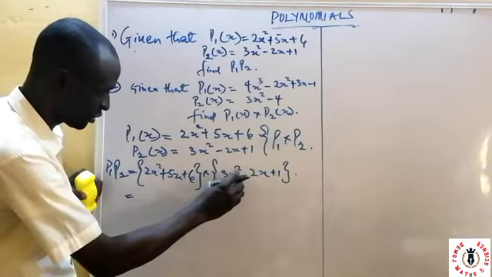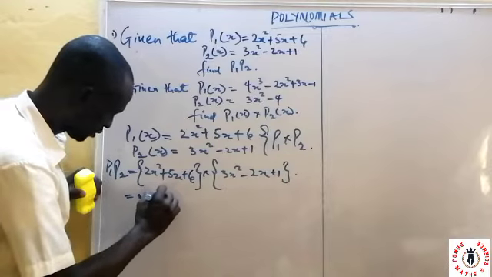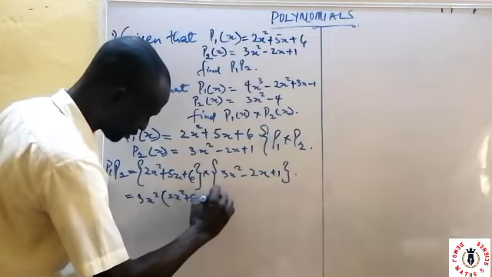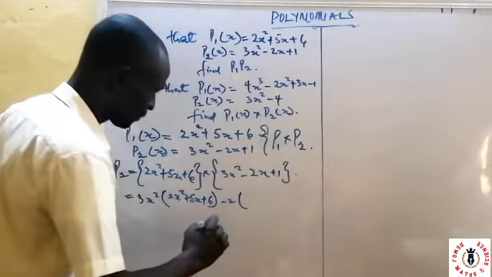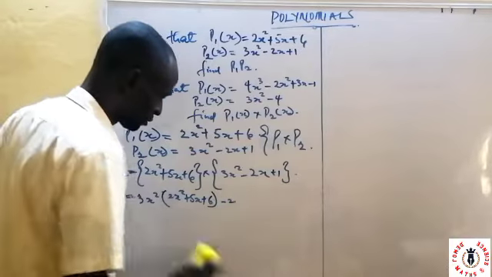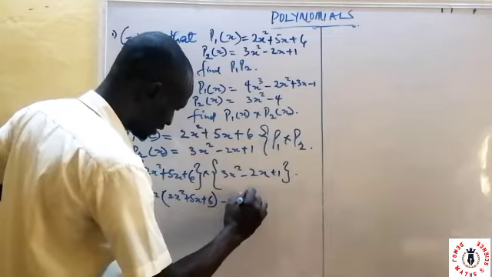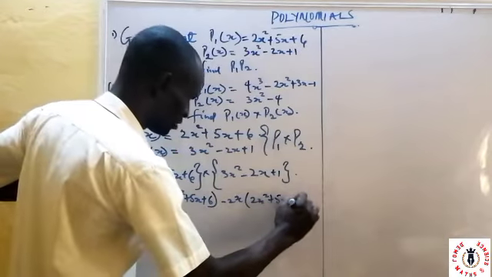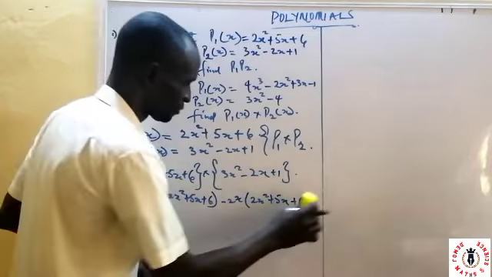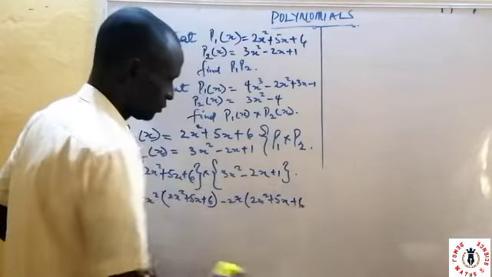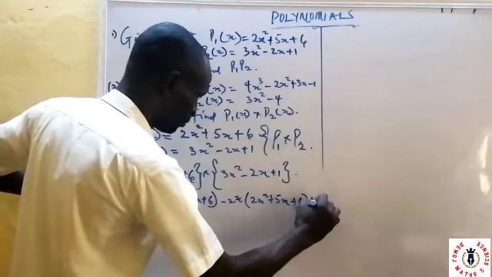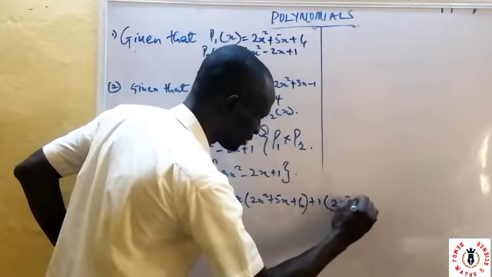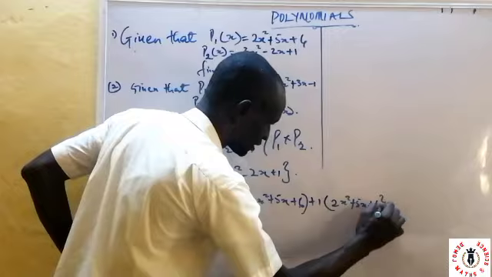So we'll do 3x squared times 2x squared plus 5x plus 6, minus 2x times 2x squared plus 5x plus 6, and plus 1 times 2x squared plus 5x plus 6.